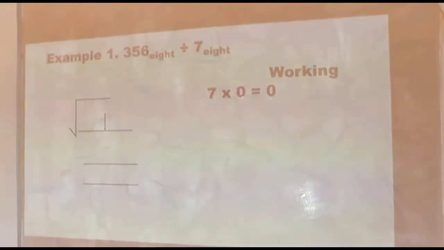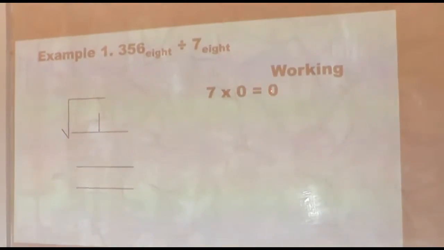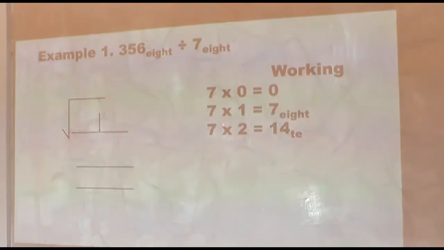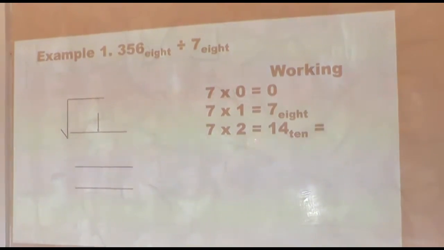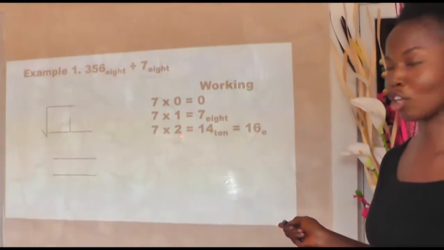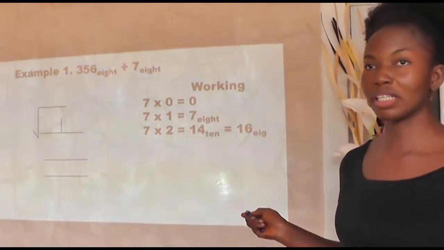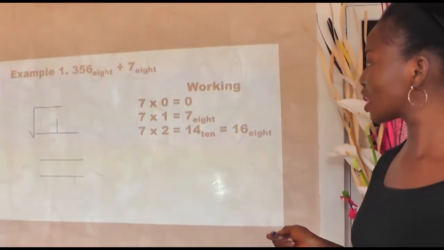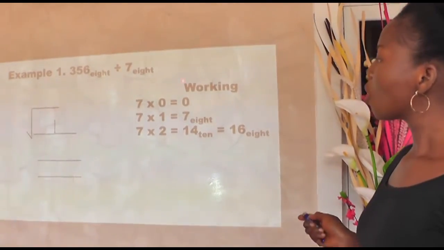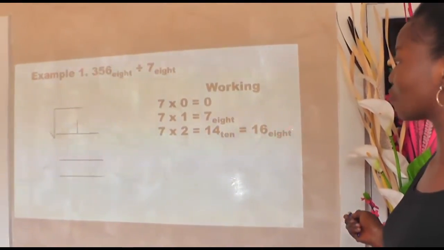7 multiplied by 0 will give me 0. Now, 7 multiplied by 1, I will have 7, still in base 8. Now, 7 multiplied by 2, normally it's supposed to be 14 in base 10, because 7 times 2 is 14. But remember, we are working in base 8. So, 7 times 2 in base 8 will give me 16.